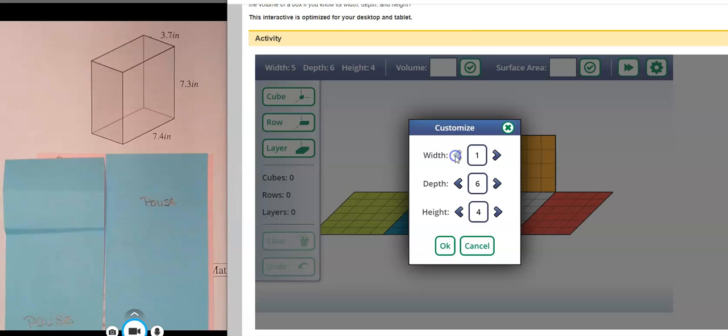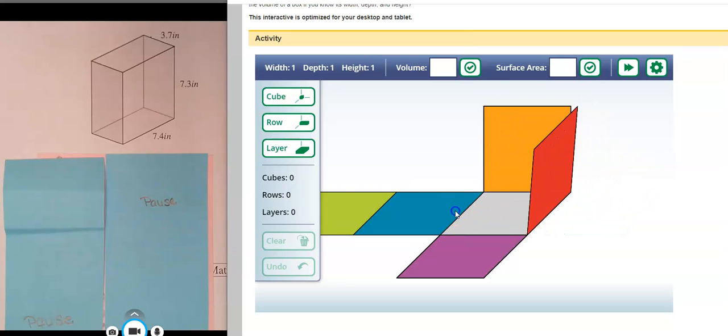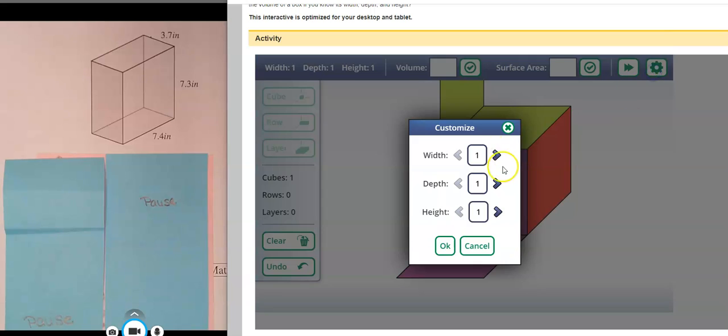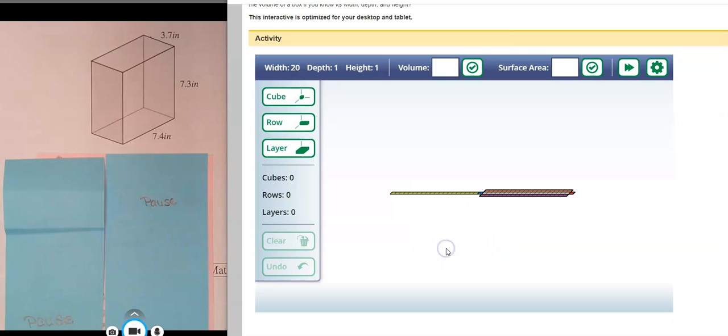So mess around with this. You can make the width and the depth and the height as small as 1 by 1 by 1. And hopefully you would be able to see that the volume there, it's only going to take 1 cube. You can make this quite large as well, all the way up to 20. And it really can show you some very different shapes. So part of your assignment is to play with this, making yourself more familiar with what volume is.